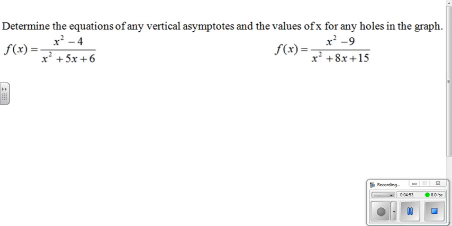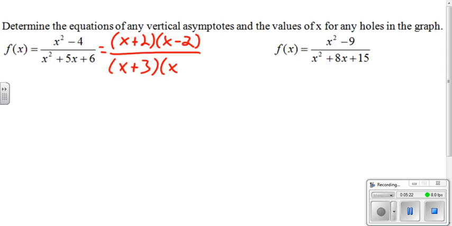So let's see if we can find where some of these holes and asymptotes are found. In this case, we have x squared minus 4 over x squared plus 5x plus 6. And we just want to determine where it's undefined. So we find the factors of the top, x plus 2 and x minus 2. And factors of the bottom, we would have x plus 3 and x plus 2. So we would say that it's undefined at x equals negative 3 and x equals negative 2.